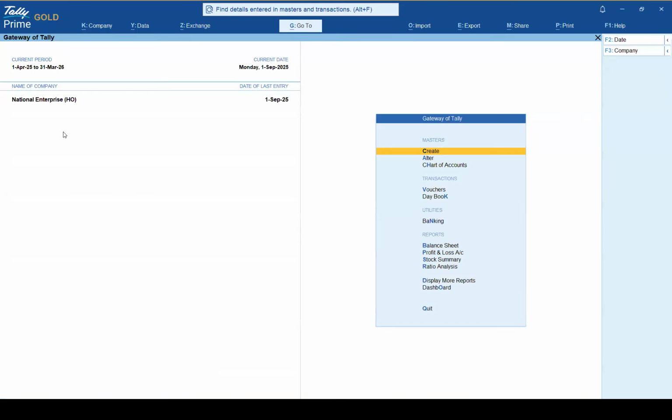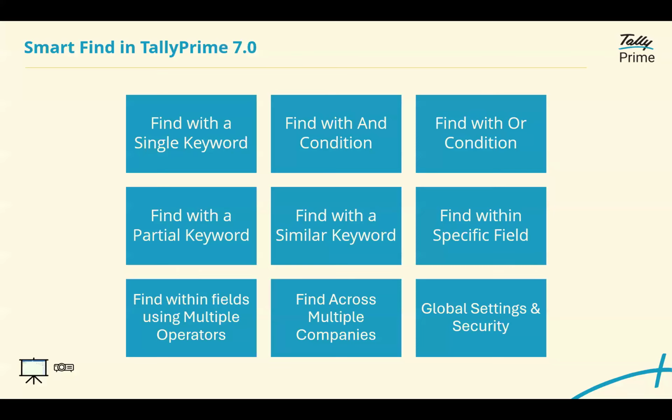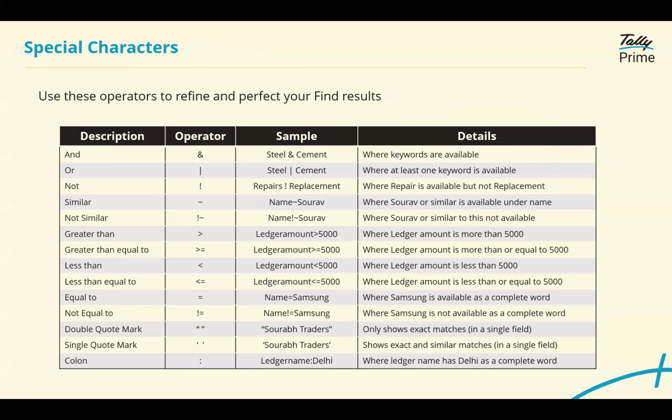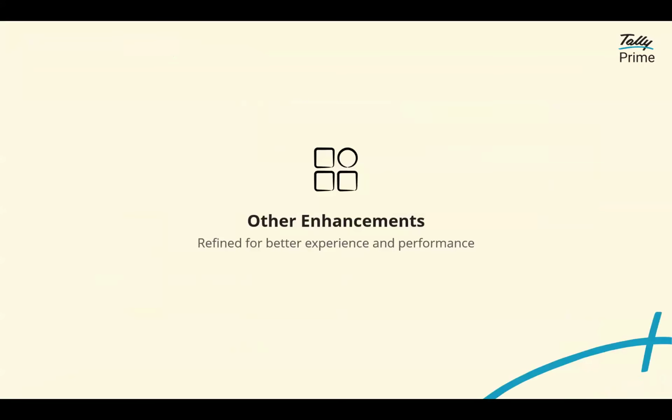You can also disallow a user to find any results. And these are some of the special characters which you can use as an operator when you try to find results. You can see that we have and, or, not, similar, greater than, lesser than, equal to, not equal to, colon. All these operators can be used, and these operators are also available on Tally Help. You can go there and download it for your reference if required, and you can use these operators to find your perfect results. And I'm done with SmartFind.